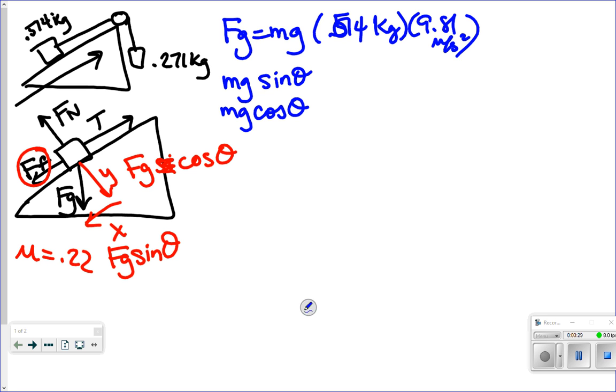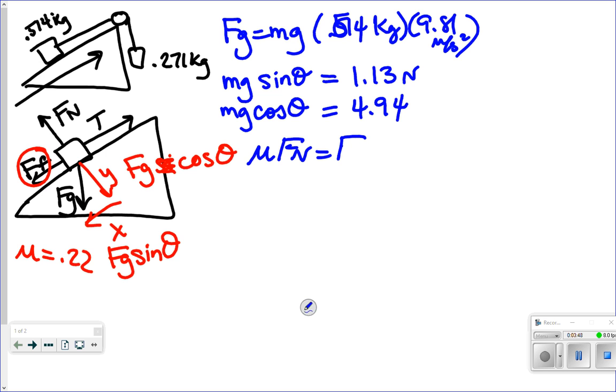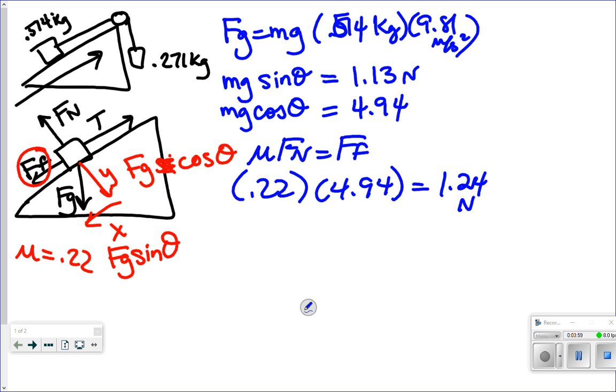But just to be fair, I culled some answers from my group, so they may be rounded slightly differently, but I just grabbed that paper as I walked out the door to get here. So my cosine component was 4.94. This allows me then to figure out friction. So 0.22 times 4.94 is going to give me my friction. And my friction worked out to be about 1.24 newtons. Okay, we figured out quite a bit here.